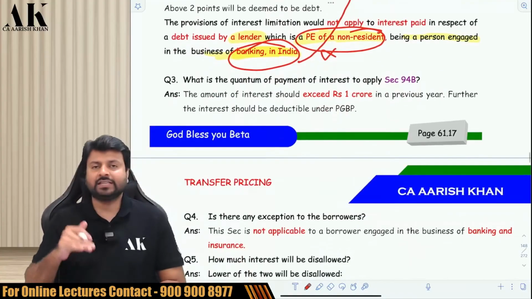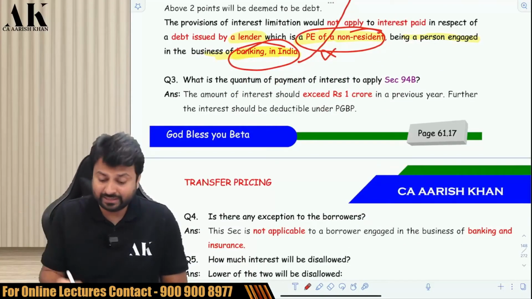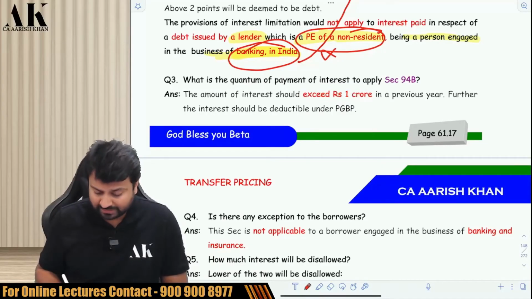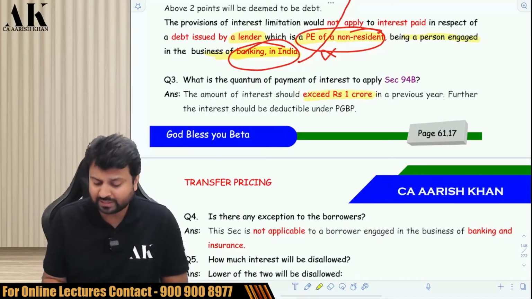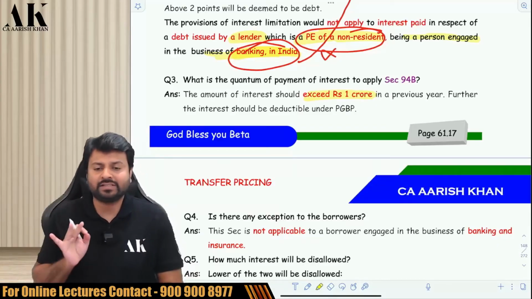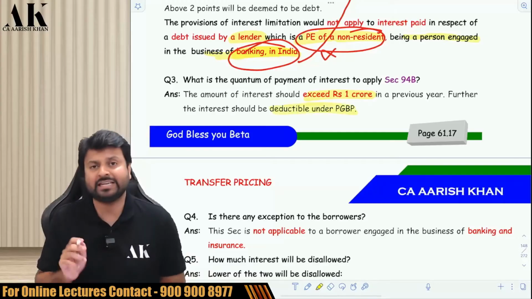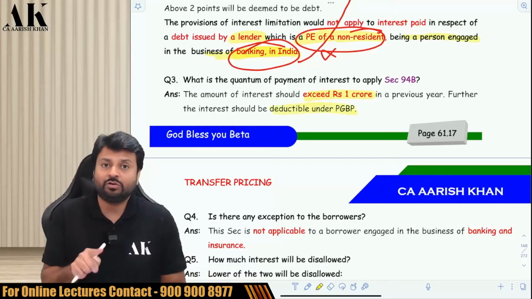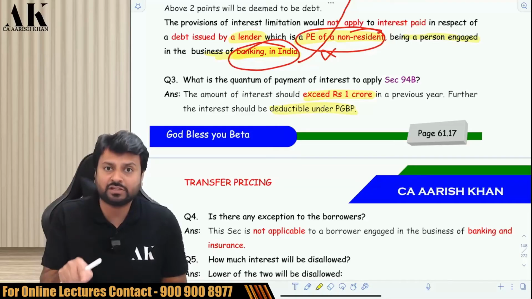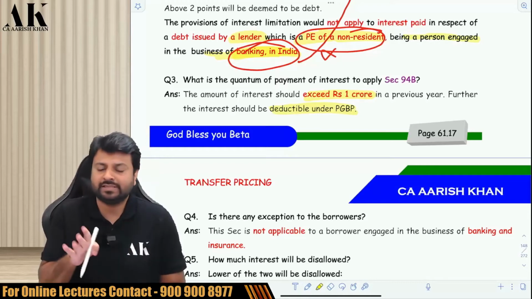Okay. Now the disallowance under this section is only applicable if the interest payment in the entire year exceeds what? 1 crore rupees. There is a threshold of 1 crore rupees which has been put by the government over here. So if the interest exceeds 1 crore rupees, then only the disallowance under this section is applicable. Further, that 1 crore rupees should be deductible as an expense under PGBP. That 1 crore rupees is after applying the provisions of transfer pricing, after determining the arm's length price. That should be the amount. Okay. If it is exactly 1 crore rupees, this section is not applicable.